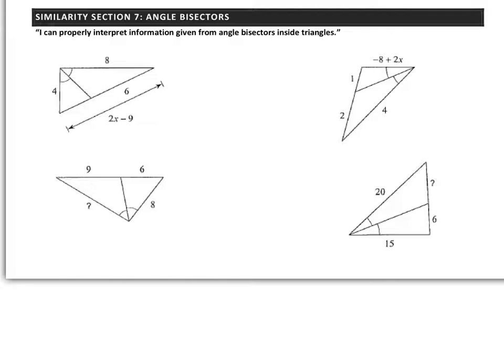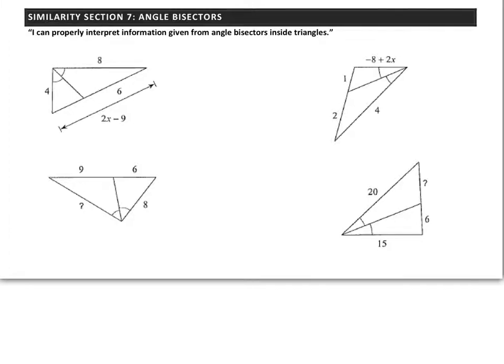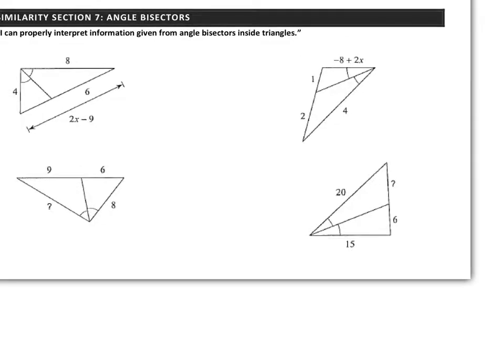Section 7, angle bisectors. So now we have a triangle that we're going to look at, and we're going to talk about an angle coming out of one of the vertices so that it bisects that angle and then goes to the other side of the triangle. Now it's not a segment bisector, we're not bisecting the opposite side or anything, we are bisecting the angle. So this is different than what we talked about before.